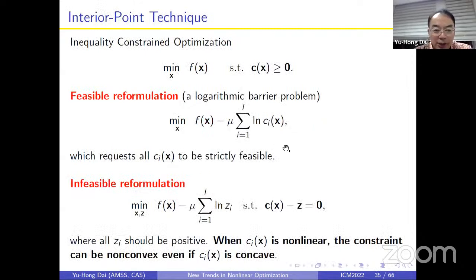And let's look at the interior point technique for inequality constraint optimization. Here we only consider inequality constraints, so we can have a feasible reformulation by introducing a logarithmic barrier problem, which requires all c(x) to be strictly feasible to keep this constraint. And we can also have some kind of infeasible reformulation. But this infeasible reformulation cannot preserve the convexity of the original problem, which means if this problem is convex, this reformulation may be non-convex.